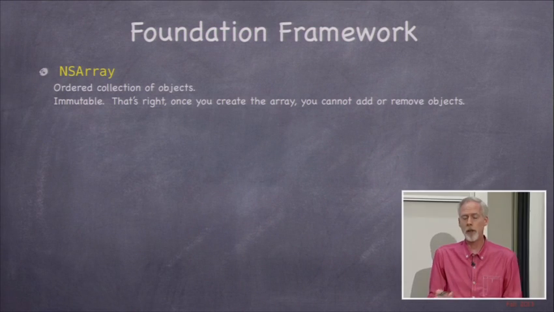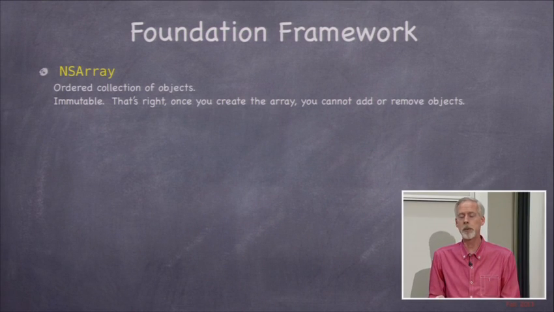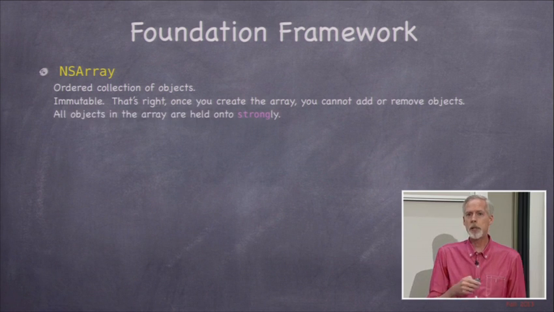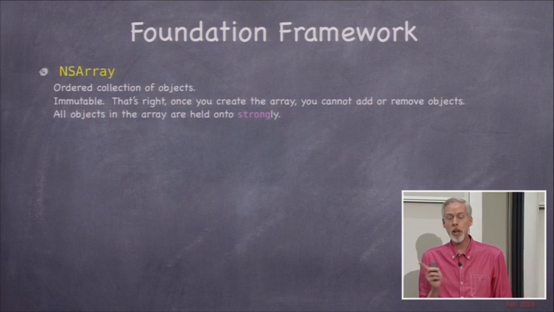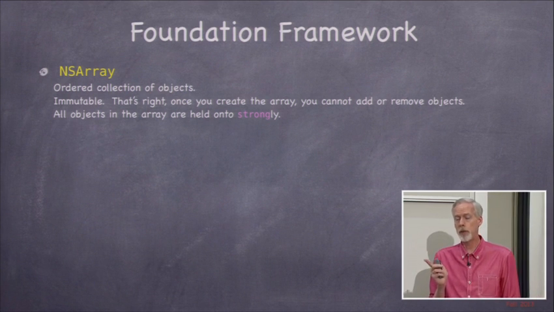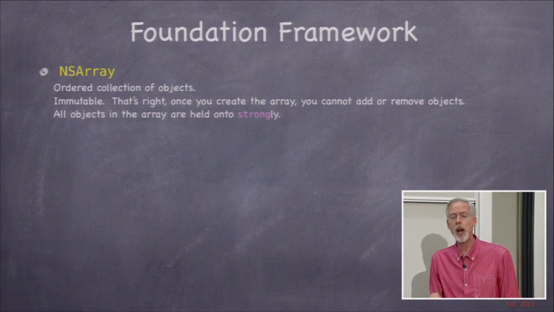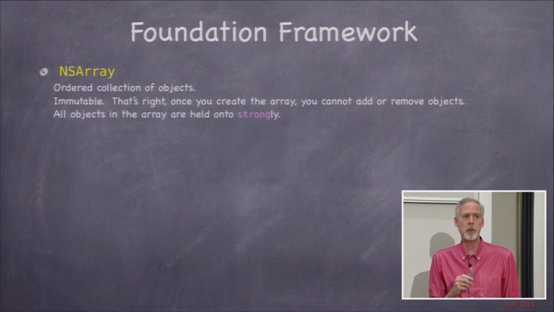NSArray is an ordered collection of objects. It's immutable. When you create an NSArray, whatever objects are in it when you create it, those are the objects that will be in there for life. You can't remove any, you can't add any. All objects in an array are held onto strongly in the heap. So as long as someone has a strong pointer to the array itself, all the objects that are in the array will stay in the heap as well, because it has strong pointers to all of them.